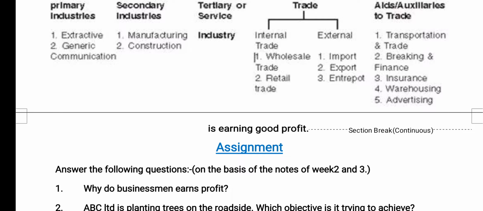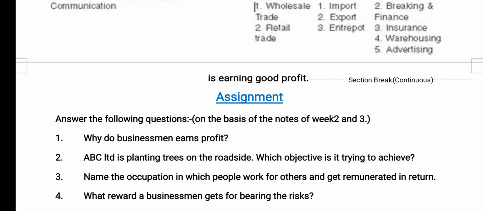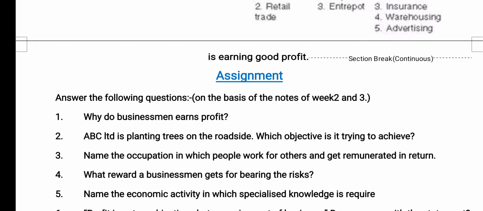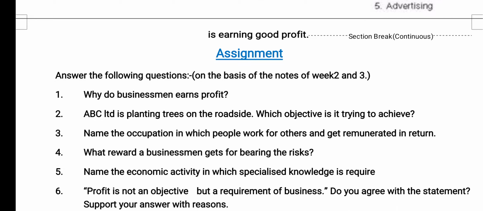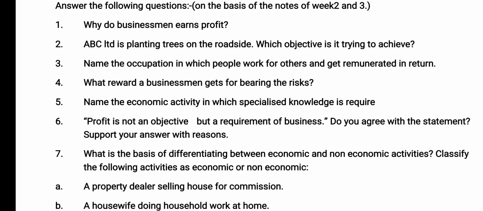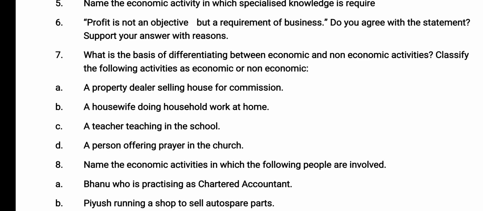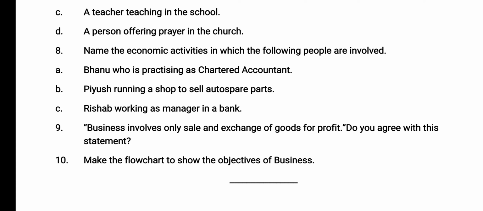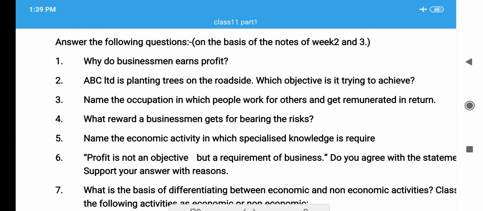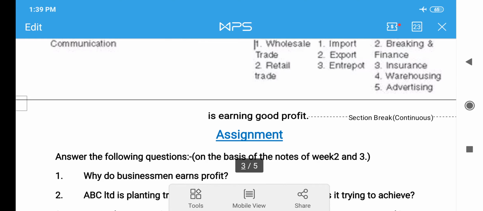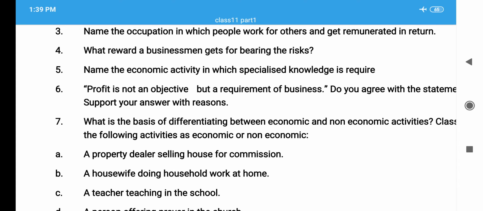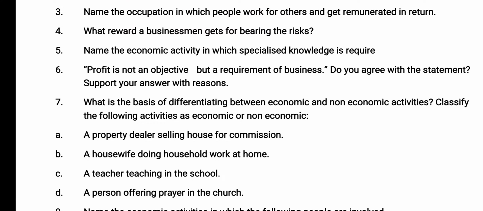I want to tell you that I have given you one assignment which is related to week 2 and week 3, which we are doing today and which we did last week. There are a few questions. You have to do these questions and make your notes, in which you will make it clear what has been done in this topic. I hope I have cleared everything for you and you will do the notes properly on loose sheets.